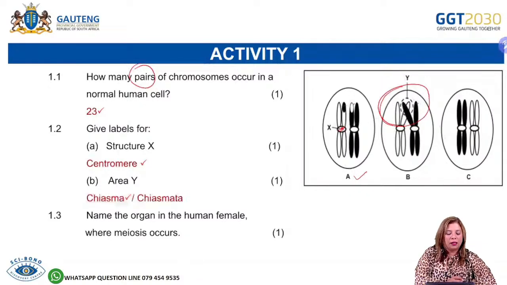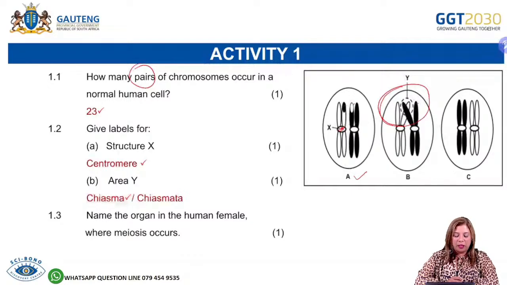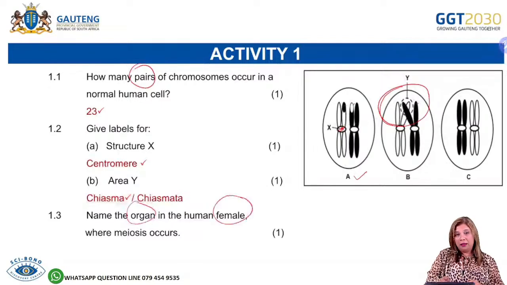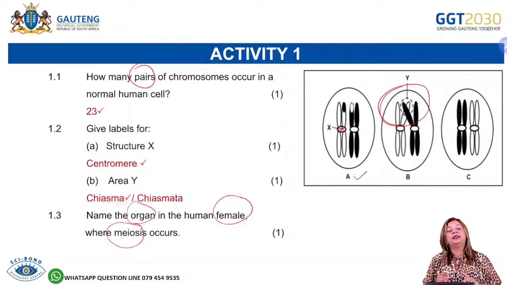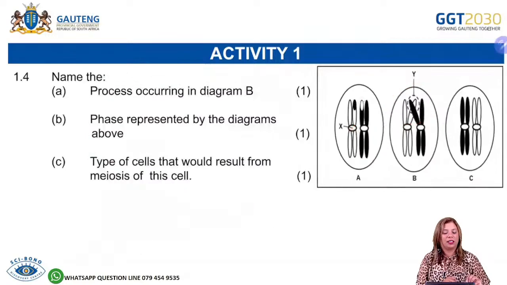Okay? Name the organ in the human female where meiosis occurs. Now, they're asking keywords. Organ, it's a female. So we know there's nowhere, sperms is nowhere here. And it's meiosis. What did they say is the purpose of meiosis? It's reduction division, and it's there to form gametes. Where are the gametes formed in the female? In the ovary, correct. It is formed in the ovary. So you need to break up the question so that you understand what they actually need.